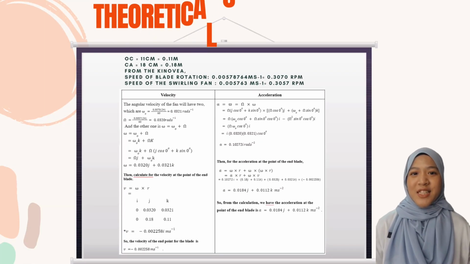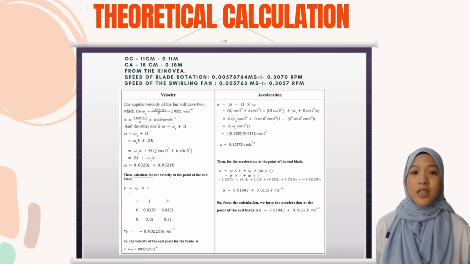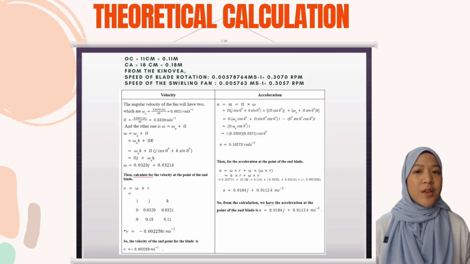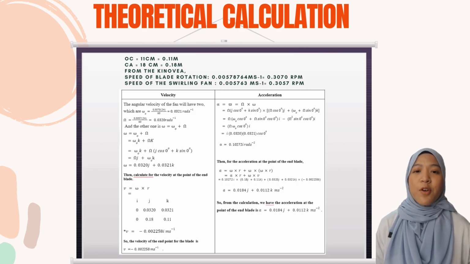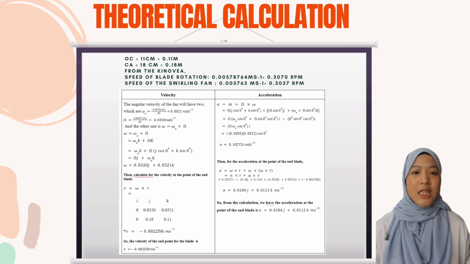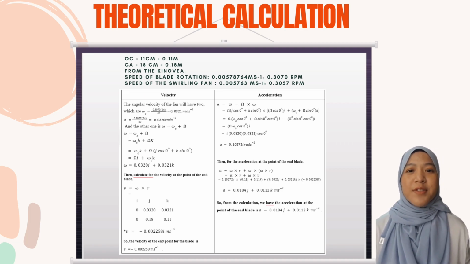Next, we consider the second method to know the velocity and acceleration of the rotation of the blade. Using the theoretical calculation from the fan we have measured, we have the value of OC, which is 0.11 meter, and CA is 0.8 meter. Then from the Kinovia, we have also got the value of speed of blade rotation, which is 0.307 rpm, while the speed of swirling is 0.3057 rpm.